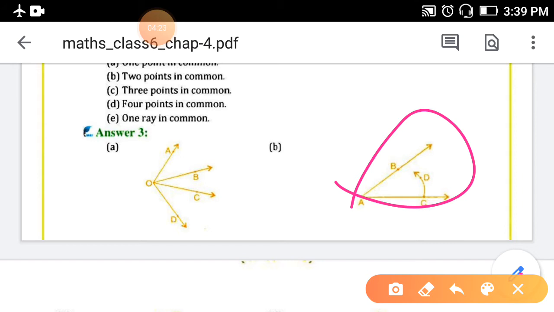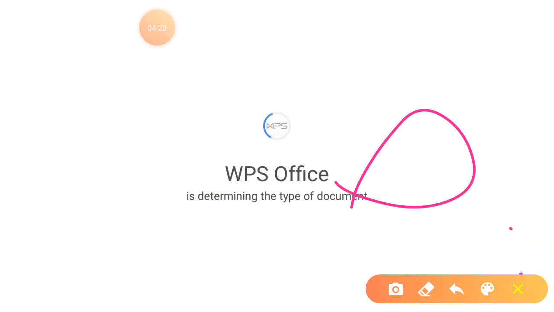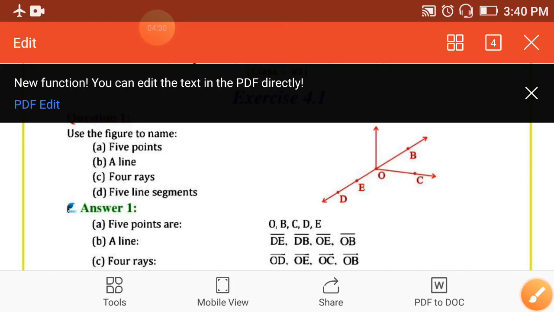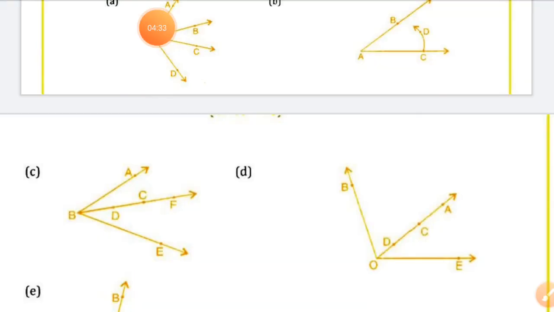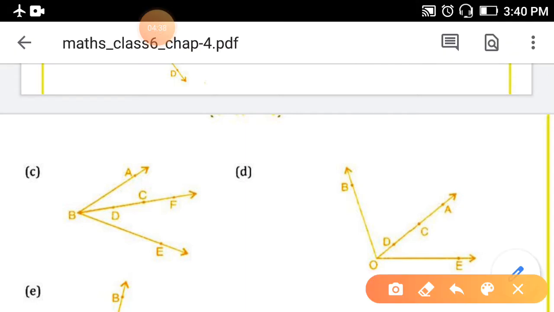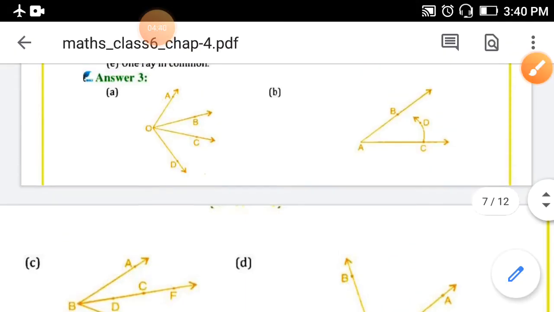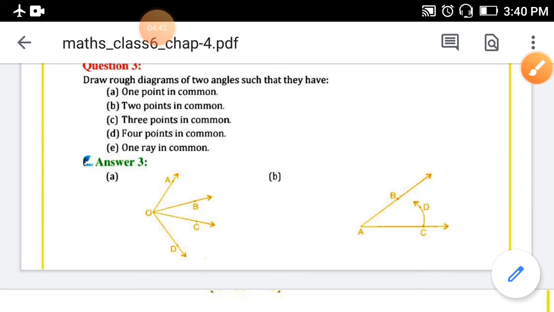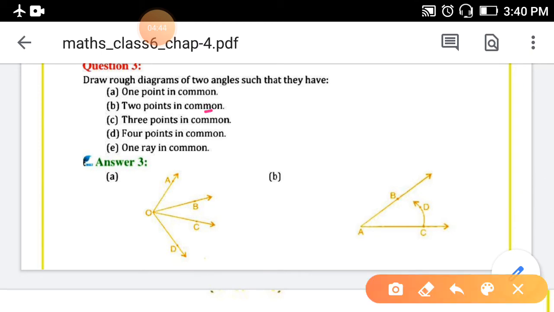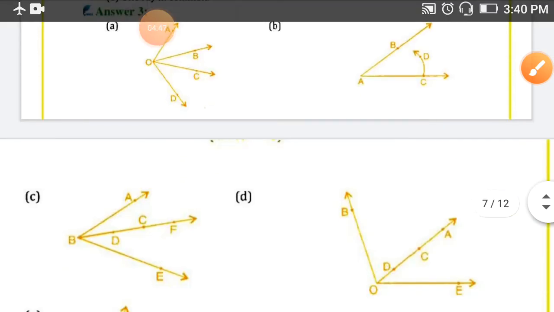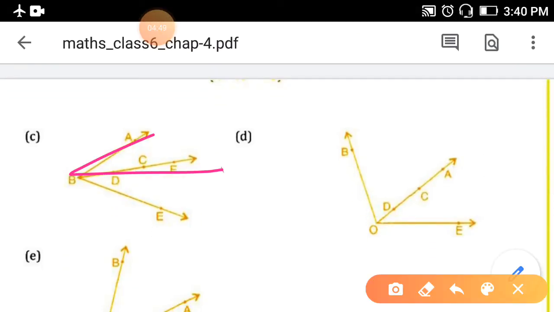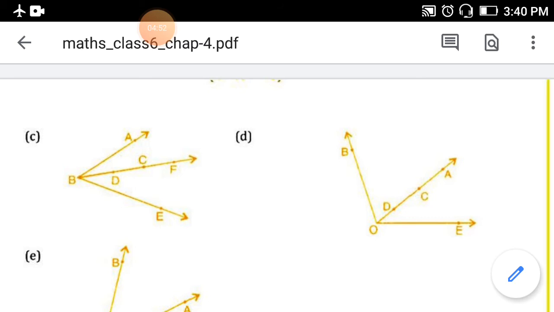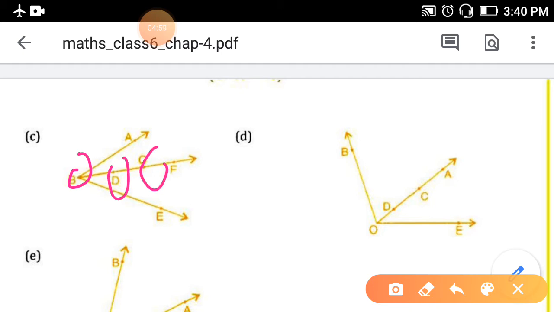Next, third, 3 points in common. Here you have to draw only 2 angles, that is mentioned in the question. Draw rough diagrams of 2 angles. So this is the first one and here is the second one and 3 points in common. So you can check here, first one, second one, third one. Okay.